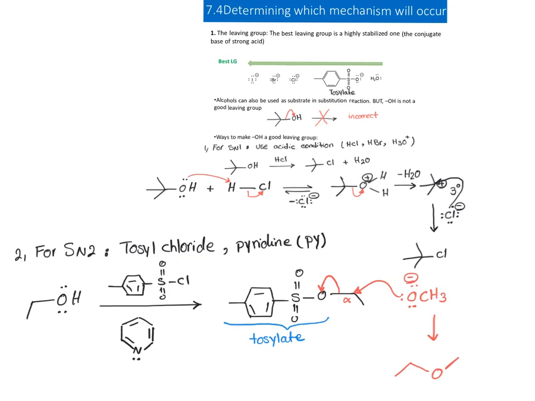So in summary, when we have SN1 mechanism and we want to convert alcohol to the good leaving group, we are going to use acidic condition. And in SN2 mechanism, to convert the alcohol to the good leaving group, we are going to use tosyl chloride and pyridine. And sometimes you may see tosyl chloride written as TsCl. So it's the same thing.